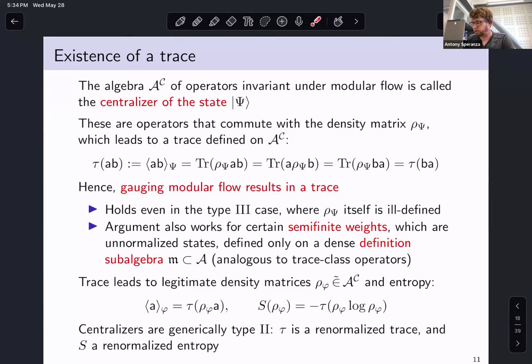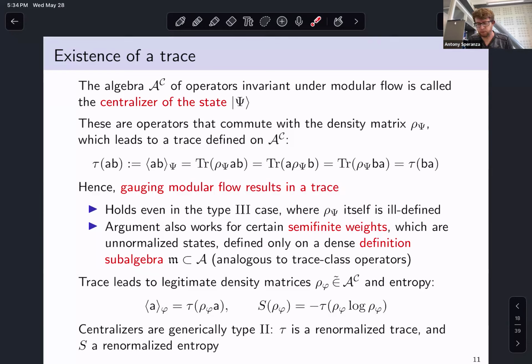If you want a canonical example of what a weight is, just think of the ordinary trace on an infinite dimensional Hilbert space. There's a subset of operators that have finite trace. Those are the trace class operators, and that defines a nice expectation value on enough operators. So similarly, a lot of the things we'll be working with are these kinds of unnormalized states, and we'll see that come up later in the talk.